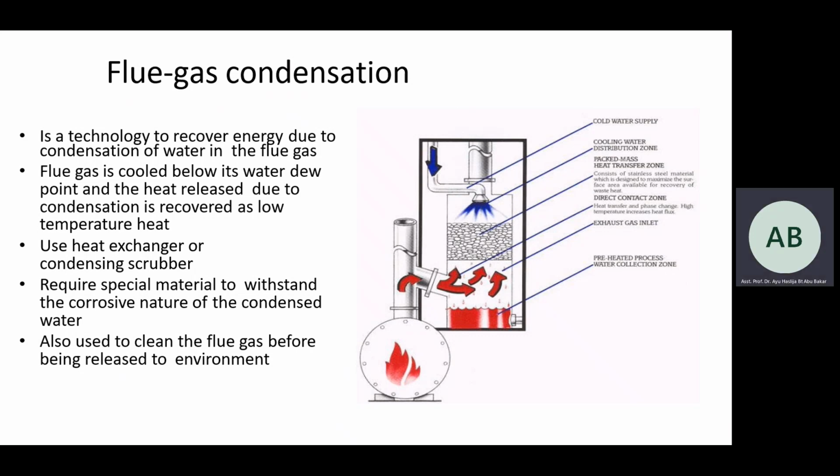Flue gas condensation. This is a technology to recover energy due to condensation of water in the flue gas. It is also used to clean the flue gas before being released. So here is the hot air. The flue gas passes through the scrubber, so it will scrub out the hazardous components. Then the water used to scrub will eventually be preheated. So you will have the preheated water over here.